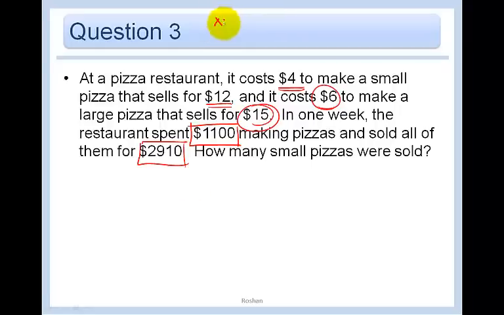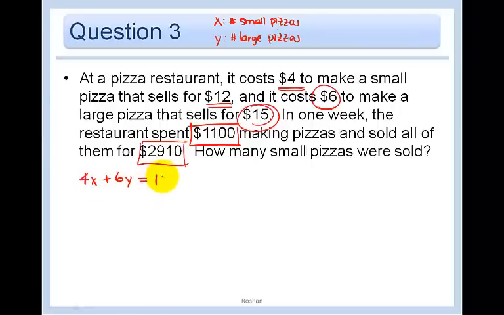Well, let's call X the number of small pizzas. And Y would be the number of large pizzas. And so it said that in 1 week the restaurant spent $1,100 making pizzas, and it cost $4 to make the small and $6 to make the large. So 4x plus 6y has to equal $1,100. Because all those things were dealing with my cost, right? And then my other thing that I have is pretty much my revenue, right?